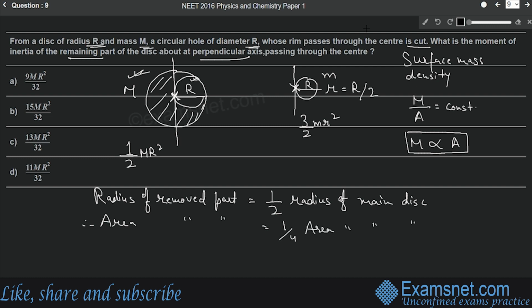Why? Because in area we use r square, the square of radius. So since radius is half, area will be 1/4. Here we have seen that mass is proportional to area. So definitely the mass of the removed part will also be equal to 1/4 mass of the main disk, because mass is directly proportional to area. So from here we can say that small m is equal to capital M by 4. This you have to remember.